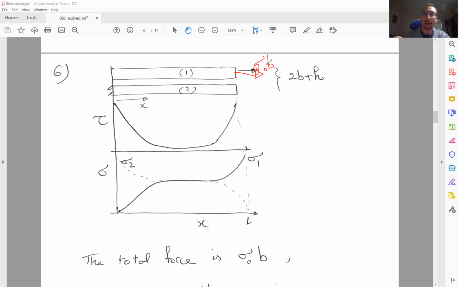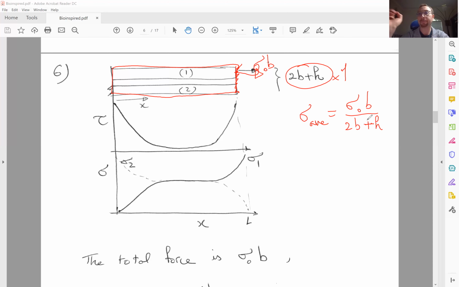If you look at this building block, the area is this whole thing, which is 2B plus H times 1, where 1 is the unit thickness. Therefore, the average stress is sigma 0 B divided by 2B plus H. In other words, the total force, the numerator, divided by the total area.